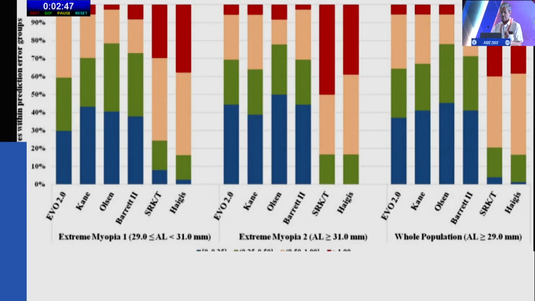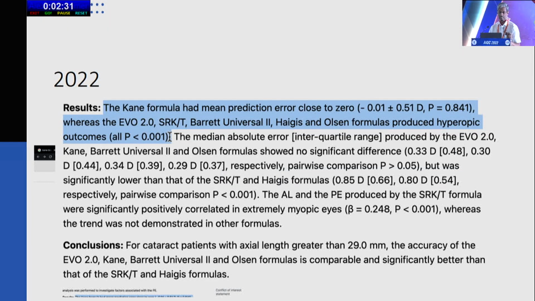One more concept has come up recently, which is segmentation of formulas. If your axial length is 29, please use Kane. If your axial length is 31, please use something else. If your axial length is less than this, different segments of the axial length need different formulas for the best outcome. This 2022 review in January showed that the Kane formula had a mean prediction error close to 0 for high myopia. Session ends in 10 minutes.